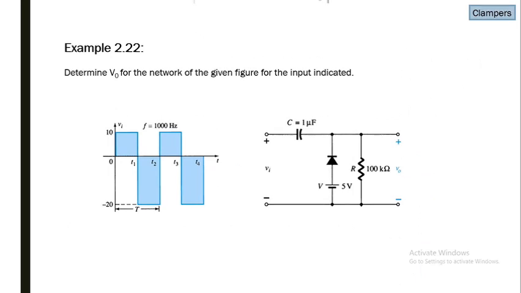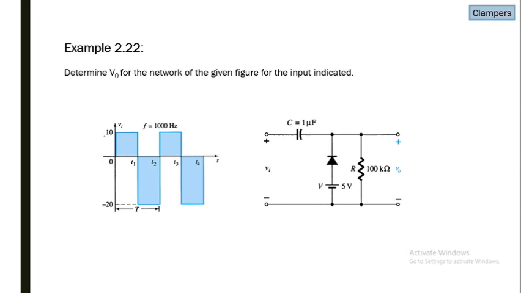Let us solve this example. This example is in your book. So we have a clamper network given in this circuit. Note that this clamper is a biased clamper. We have a 5-volt DC battery in the branch of the diode.